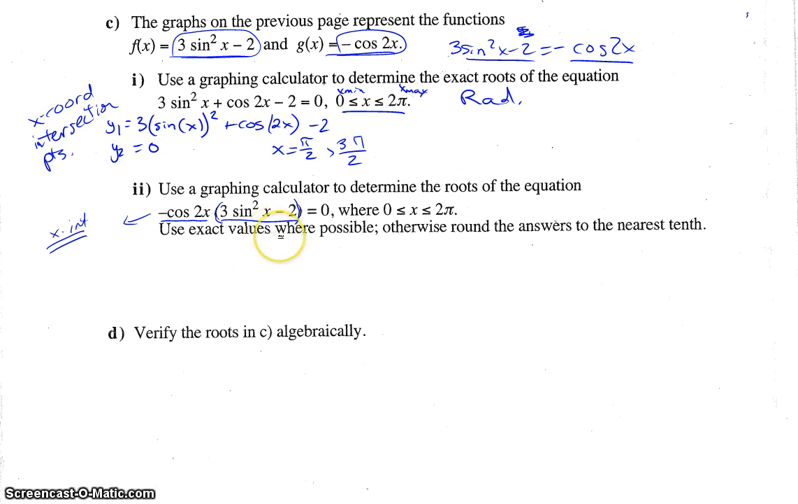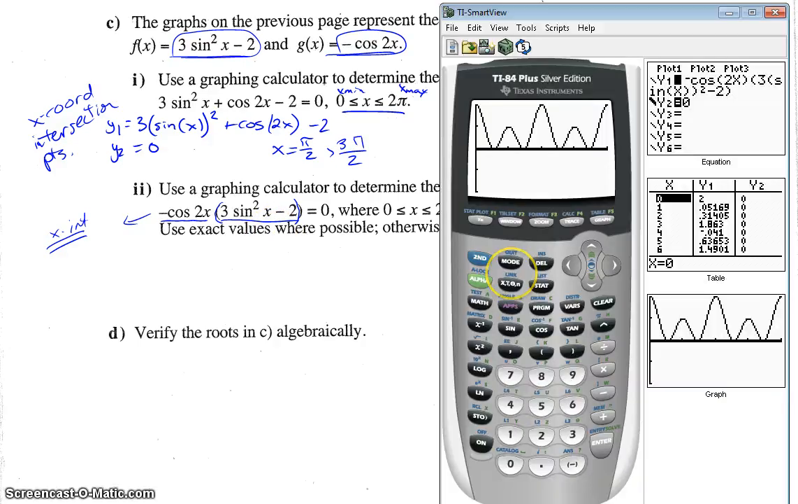So go ahead and do that. See what we get. See if we get the same thing. Okay, so we should get a graph something like this. And again, as I said, we want to find our x-intercepts, basically where this is equal to 0. So that would be these 4 points.